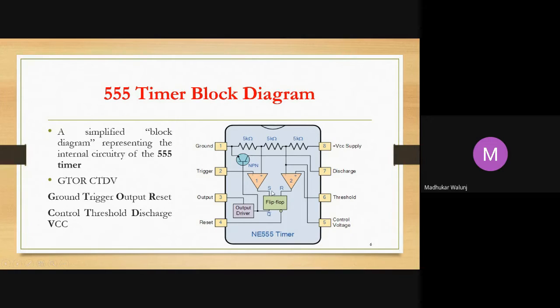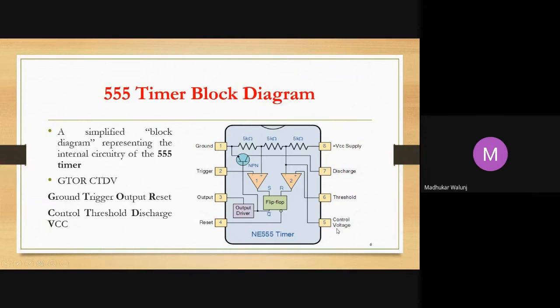This trigger pin 2 will trigger this operational amplifier comparator, so the output will be S. S means set. So the output will be high and it will set the flip-flop. In case of comparator 2, pin number 6, the threshold, will make the flip-flop reset. While the control voltage pin, pin number 5, is connected to 2/3 VCC, or we can say the inverting terminal of comparator 2, it acts as a control. So it will control the timing externally by connecting a voltage to this pin number 5.